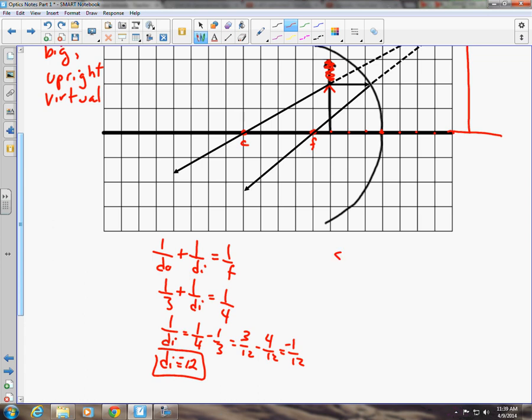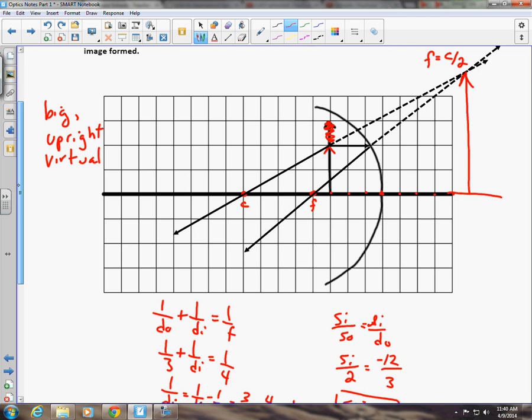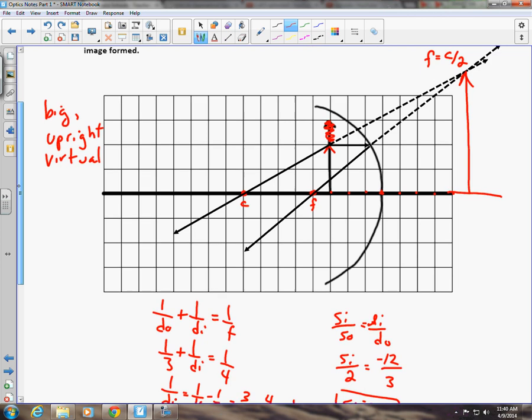Then for the math, SI over SO equals DI over DO. So SI over 2 equals DI, which we just found out was negative 12, over 3. And that's going to give me SI equals 8 centimeters. Negative 8 meaning it's upward, and the height of it is 8. And it's not exactly 8 in our diagram, but it is much bigger than the object.